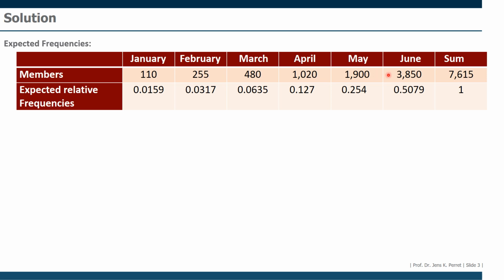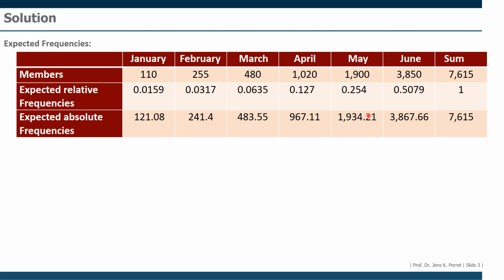Well, for this we also need the overall sum of observations, the overall sum of members across the different months, because then we're going to multiply each of these different probabilities with the overall sum. Once we did this, we get these numbers here. That's the expected absolute frequencies. So that's the values we would get if the numbers were doubling each month. So that's the ideal numbers of members if this distribution were to be holding with those overall number of observations.